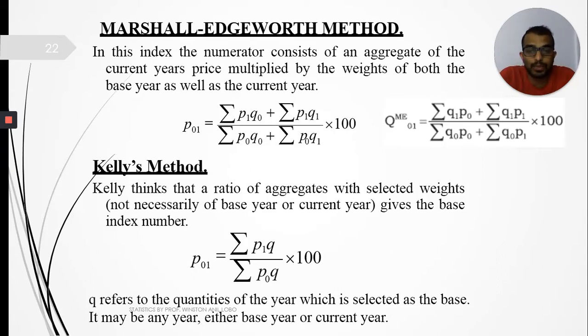P01, the price index number, equals summation P1Q divided by summation P0Q into 100. So what is Q here? Q is nothing but, students, quantity. It is not given whether it is of the base year or current year. Whichever quantity is given, you need to consider that. It may be current year or base year, doesn't matter at all.